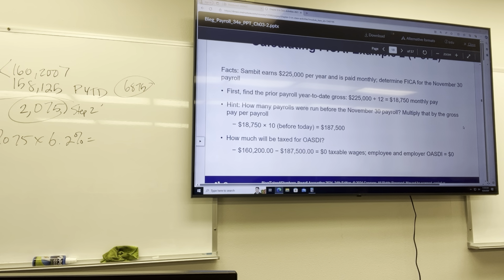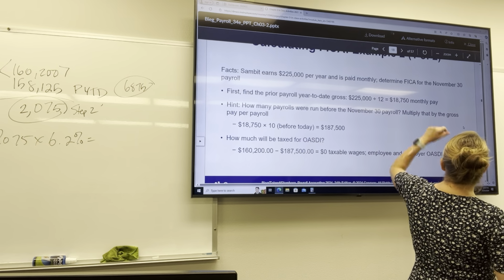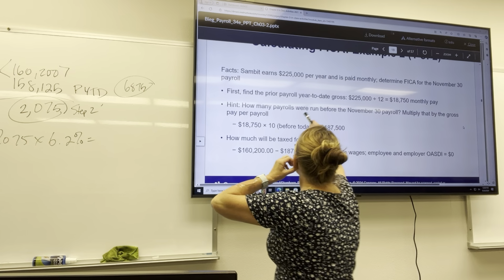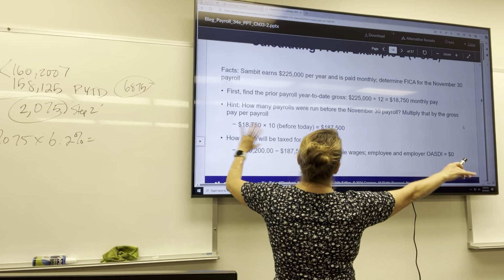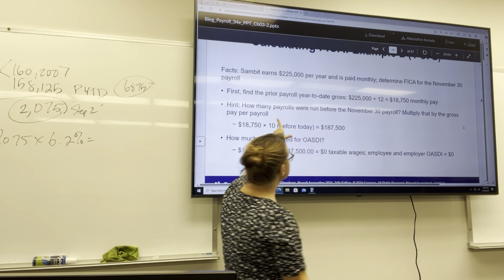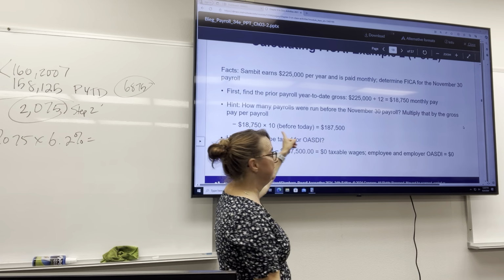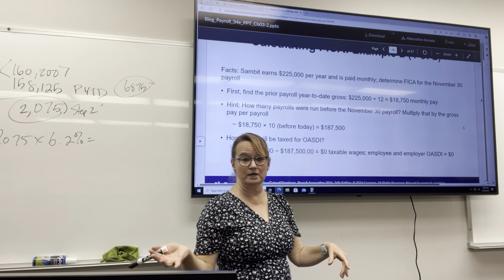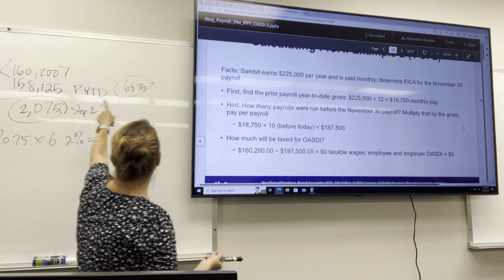All right. Now let's look at Sambit. Unique names. $225,000 a year, paid monthly. So on a monthly basis, $18,750. How many payrolls? And this is the November 30th payroll. Prior to the November 30th payroll, 10 payrolls were run. We went through October and it's on a monthly basis. So prior period 187.5.